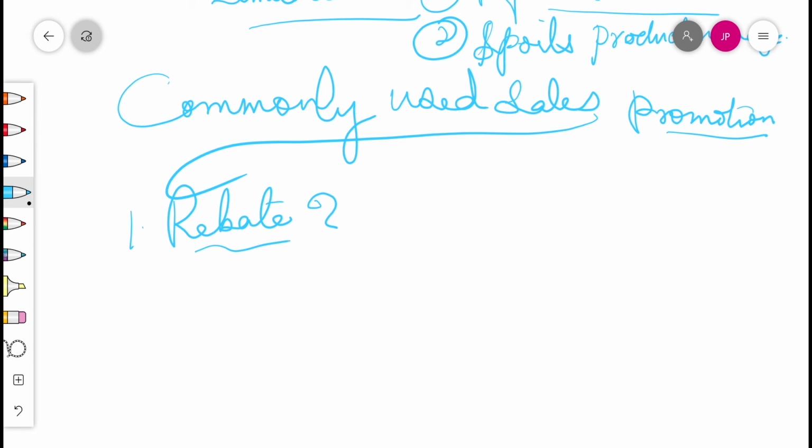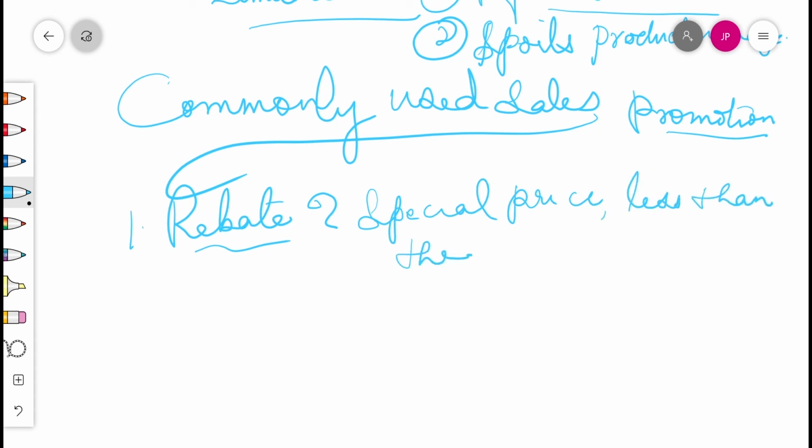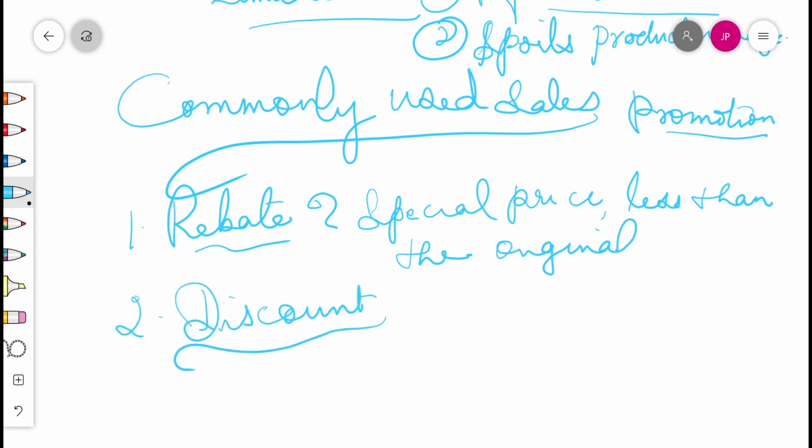The main aim is to clear off excess inventory. For example, a 28 inch color television at a discount of rupees 5,000 for a limited period. Rebate: the product is sold at a special price, less than the original price, for a limited and very short period of time. Secondly, discount: a certain percentage of price is reduced. 2% of price or 10% of price is reduced as discount from the list price.